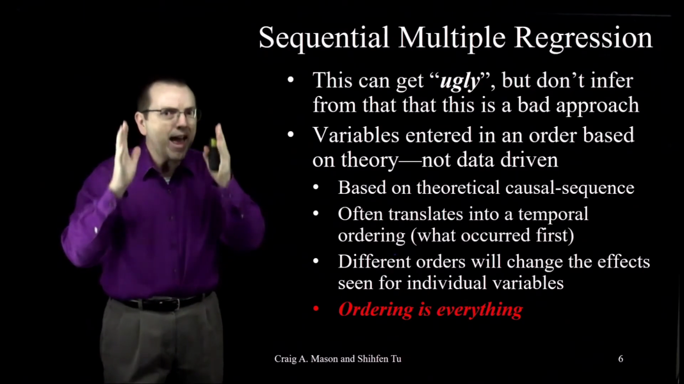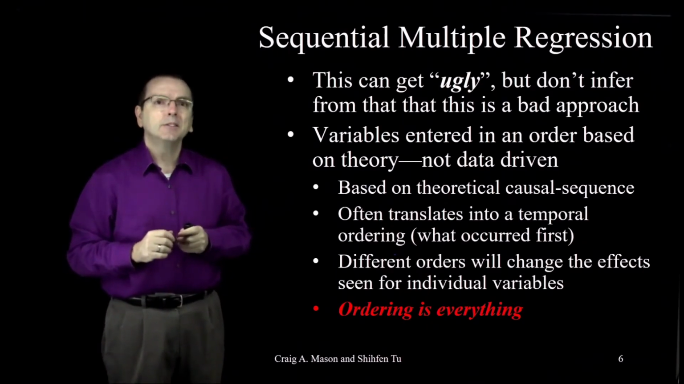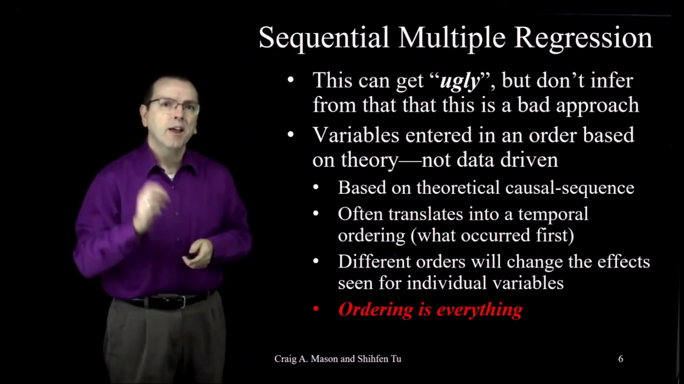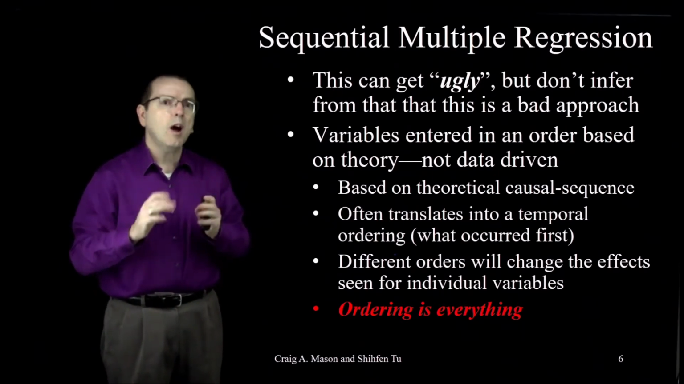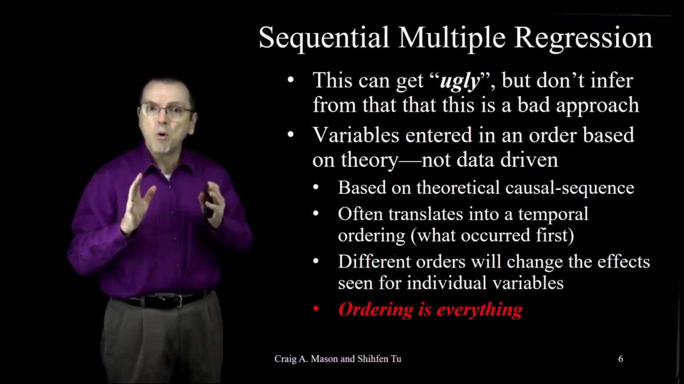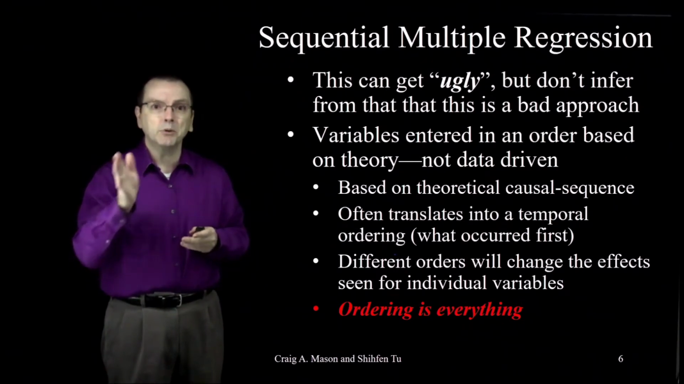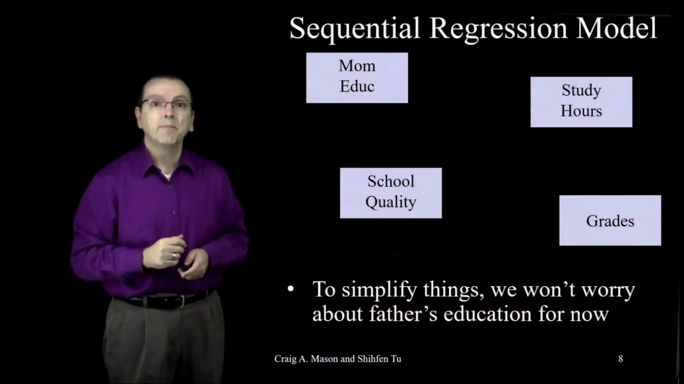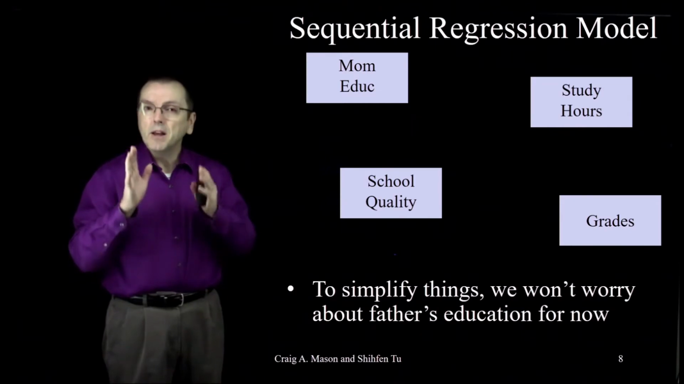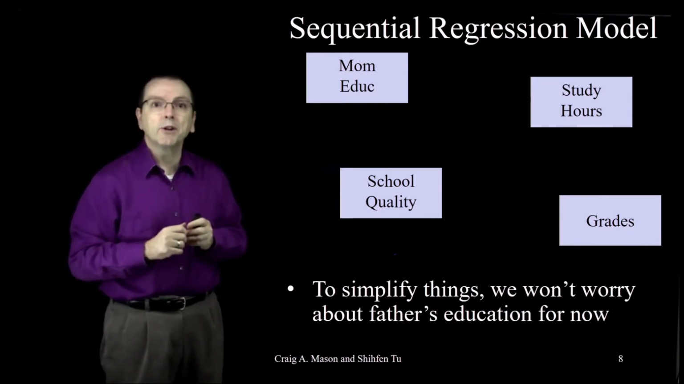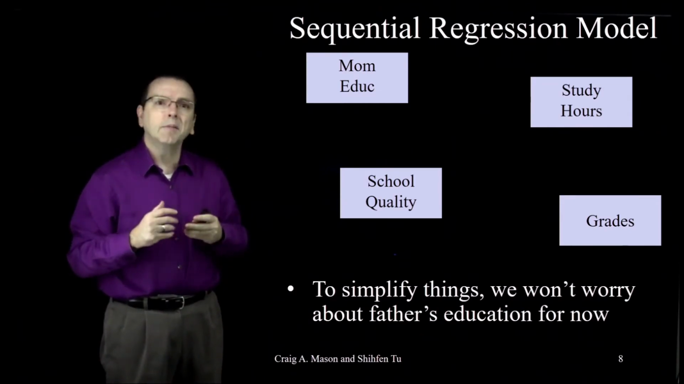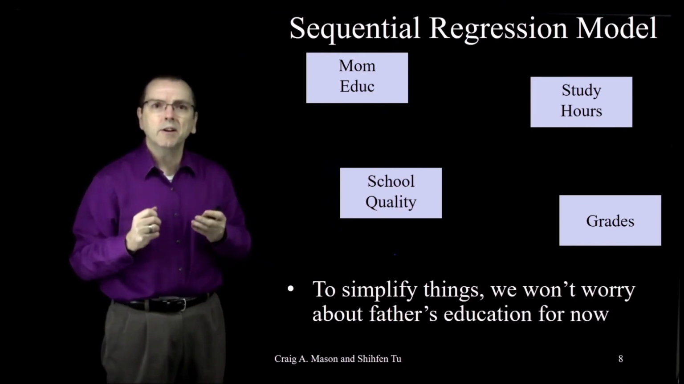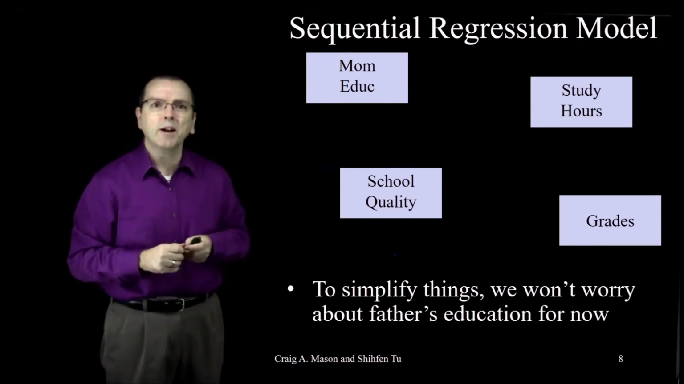Ordering is everything. So before we begin with an example of sequential multiple regression, let's review a few concepts and terms that are important in the context of how variables are ordered in a sequential multiple regression model. Now remember, simultaneous multiple regression essentially operates on a model in which all of the predictors are correlated with each other and all the predictors predict the outcome.